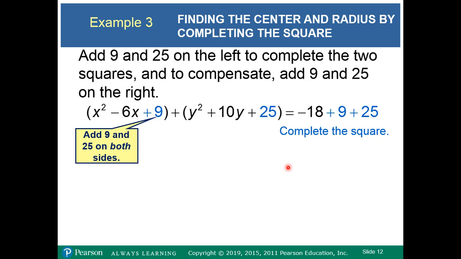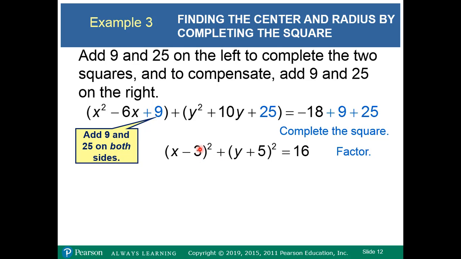And so what do we get? We get this, because now this becomes x minus 3 quantity squared, and this becomes y minus 5 quantity squared. And now we've got it in the radius center form.